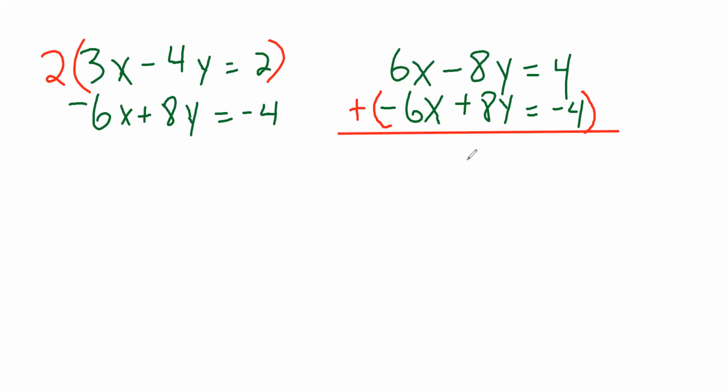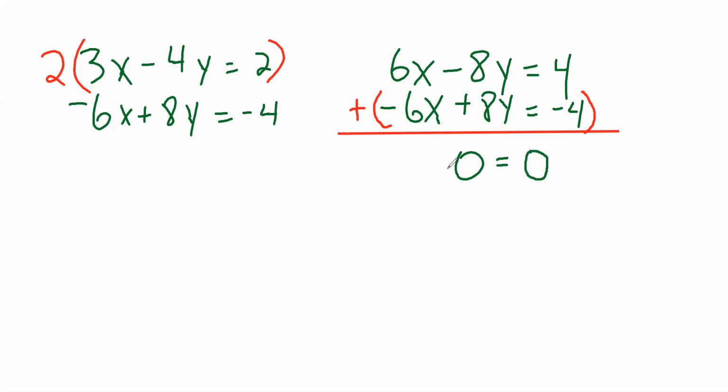6x plus negative 6x will give you nothing. Negative 8y plus 8y will give you nothing. You're left with a big fat 0 on the left-hand side. On the right-hand side, you're going to do 4 plus negative 4. Again, you're going to be left with 0. Nothing that could have been done about it. You have done nothing wrong. In fact, you are completely in the right here.